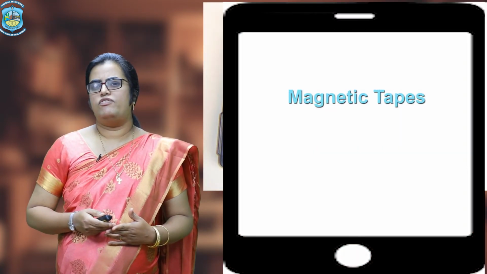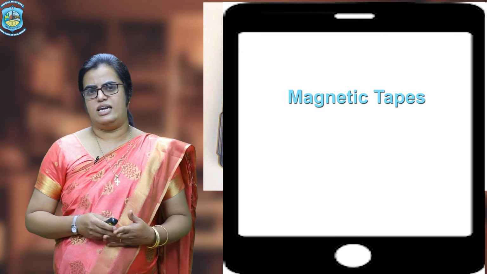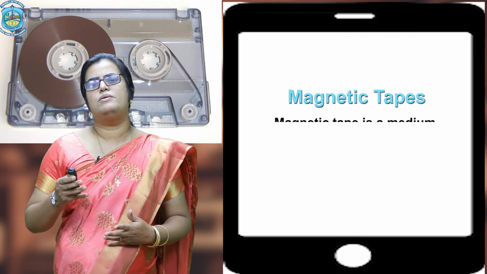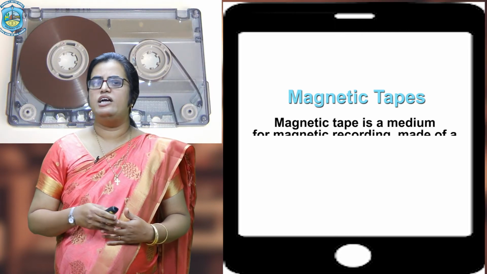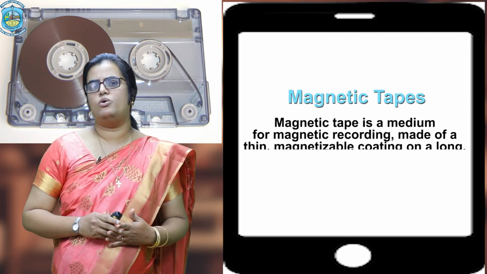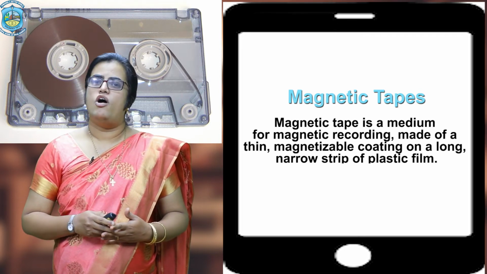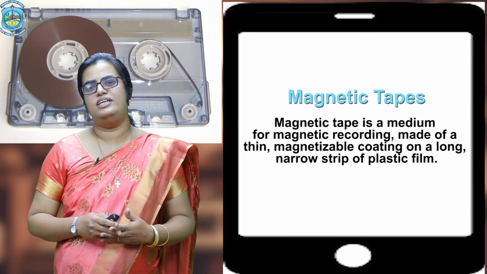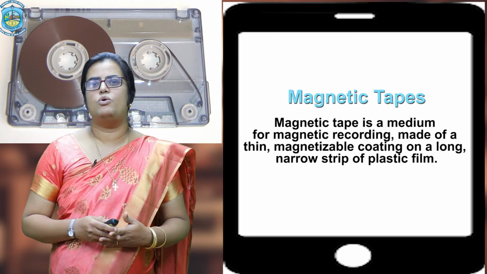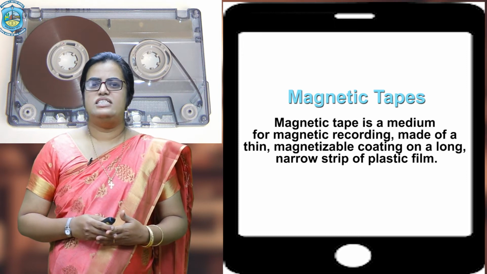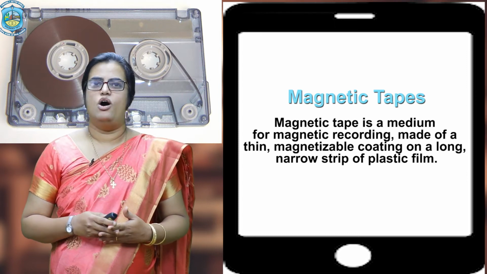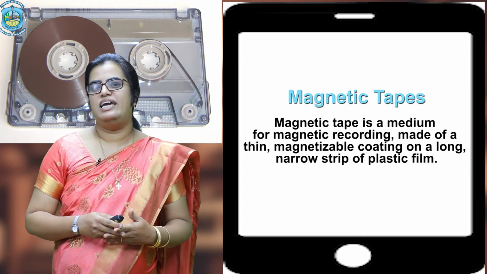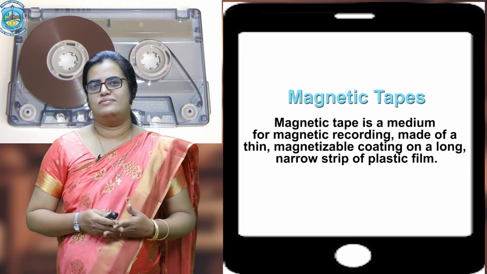The first type of device is the magnetic tapes. Magnetic tape is a medium for magnetic recording made of a thin magnetizable coating on a long narrow strip of plastic film. It was developed in Germany in 1928 based on magnetic wire recording. It is a device that stores computer data on magnetic tape and hence it is known as a tape drive.